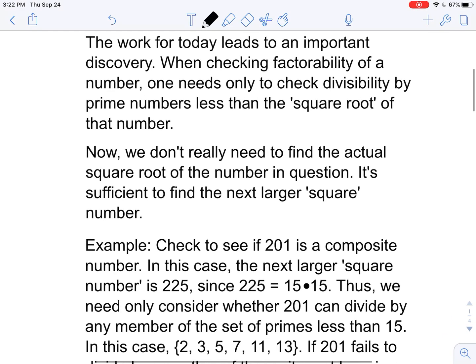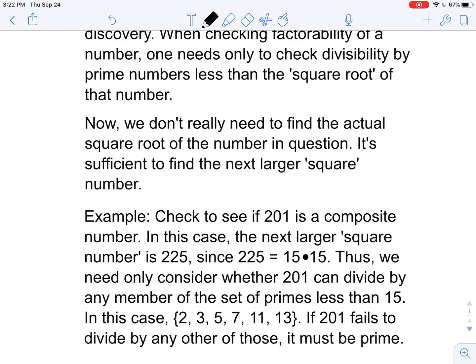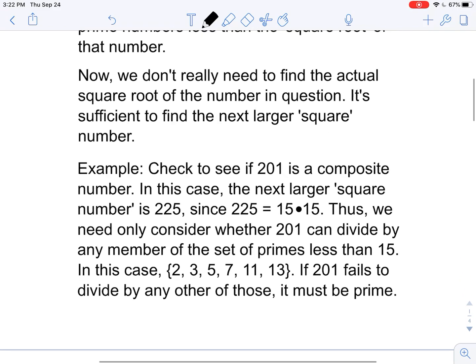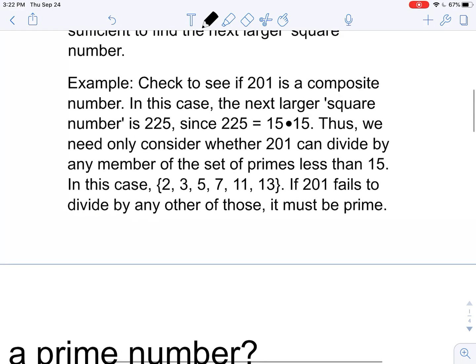Now, this work leads to an important discovery here. When checking factorability of a number, one needs only check the divisibility of prime numbers less than the square root of that number. We don't really need to find the actual square root of the number in question. It's sufficient to simply find the next larger square number. So, give this example here.